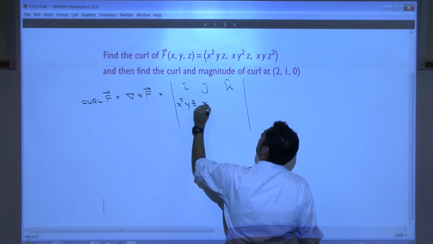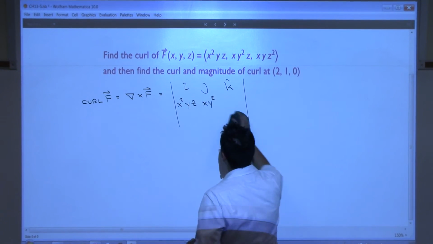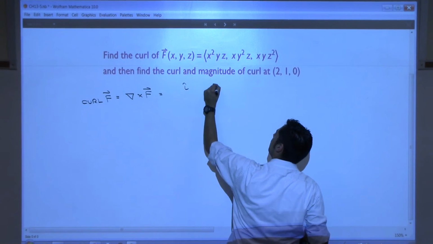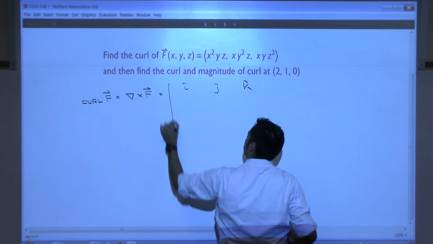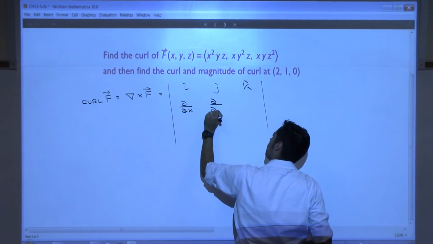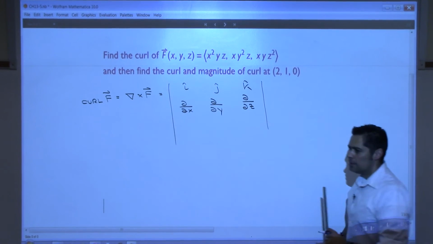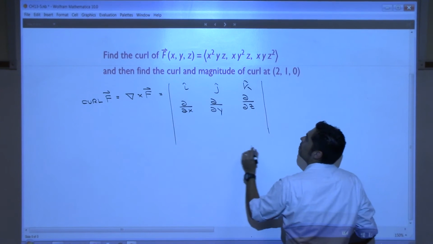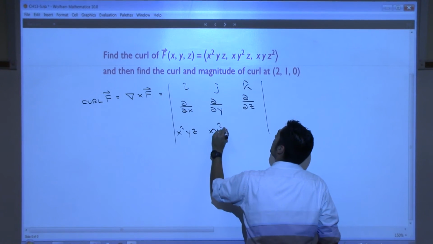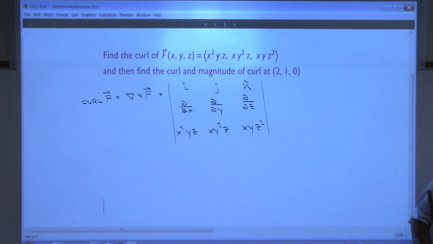So this, x y squared. No, hold on. Oops. Let me give myself a little more room here. I need my del first. So del would be partial with respect to x, partial with respect to y, partial with respect to z. And then x squared y z, x y squared z, and x y z squared. Why don't you try that? See if you can get it.